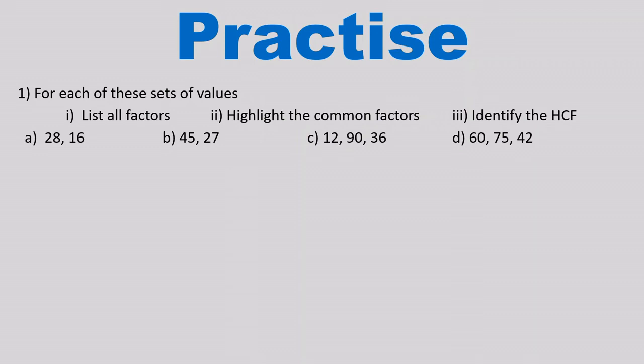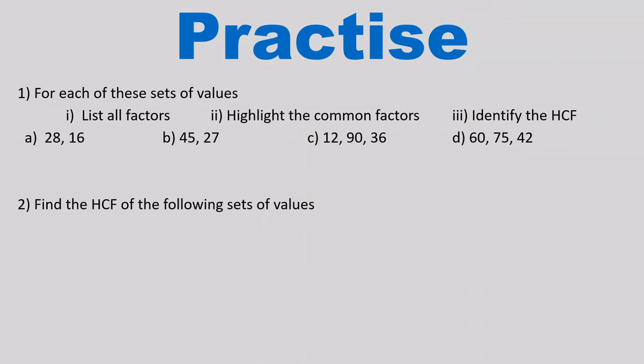Then you need to highlight the common factors. So looking at your list of factors, just highlight the ones that the values have in common. And then identify the highest common factor. Of the ones that you've highlighted, which one's the biggest?